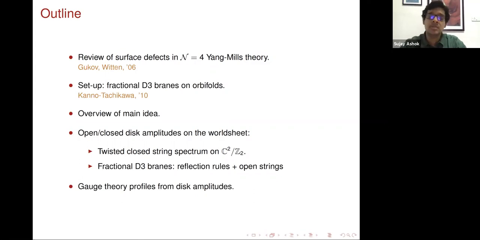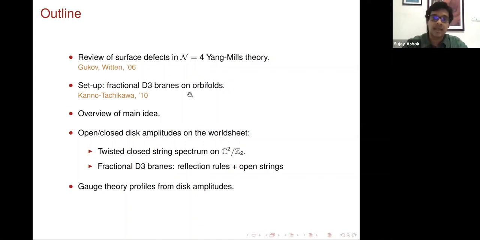So the goal of the project is to realize these surface defects of Yang-Mills theory in a string theoretic setting. So the setup will be fractional branes on orbifold backgrounds. This is not a new setup. This was first proposed by Kanno-Tachikawa back in 2010, but we'll see what was left over from that proposal there. Then half the talk will be an overview of the main idea at this point.